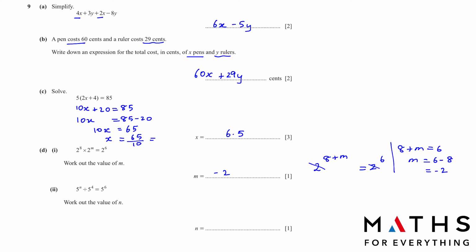D2, work out the value of n. So we have 5 to the power of n divided by 5 to the power of 4 is equal to 5 to the power of 6. Again, you need to know the rules. If it's a divide, it means we minus the powers.